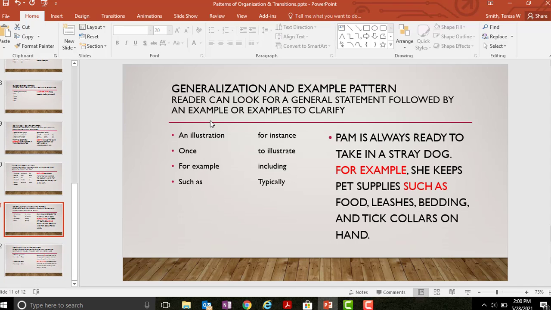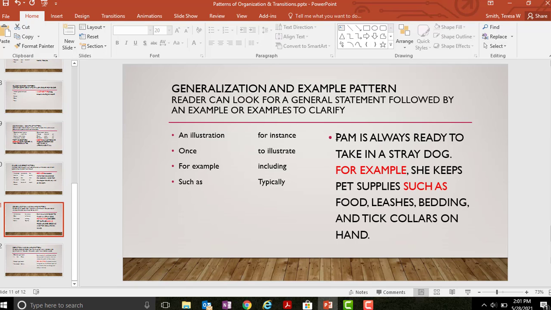The next pattern is generalization and example pattern. And in this pattern, the reader can look for a general statement followed by an example or examples that clarify. So some key words are an illustration, for instance, once, and for example, such as.